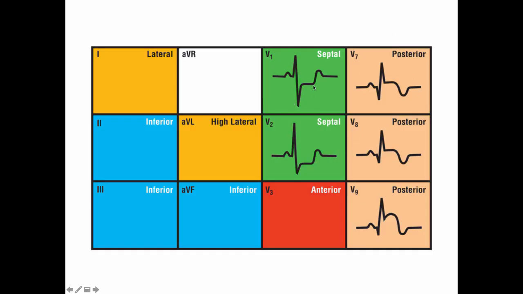And so I've got ST segment depression here, V1, V2. And lo and behold, I've got ST segment elevation, V7, 8, 9. I've got a posterior wall MI.